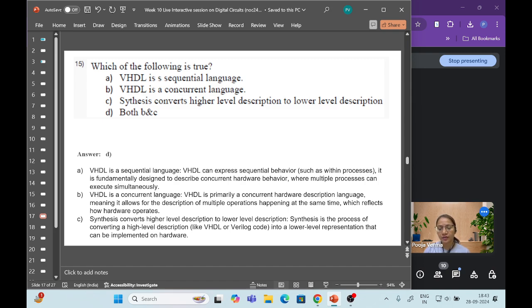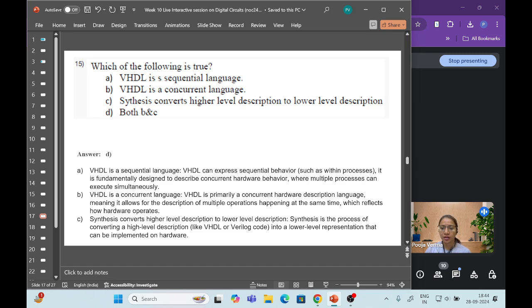Which of the following is true? VHDL is a sequential language? The behavior of VHDL can be sequential, but it is not a sequential language. It is fundamentally designed to describe concurrent hardware behavior. Multiple processes can be executed simultaneously, so VHDL is a concurrent language. It is a primarily concurrent hardware description language that allows for the description of multiple operations happening at the same time.